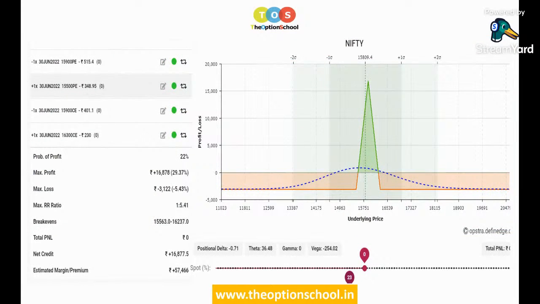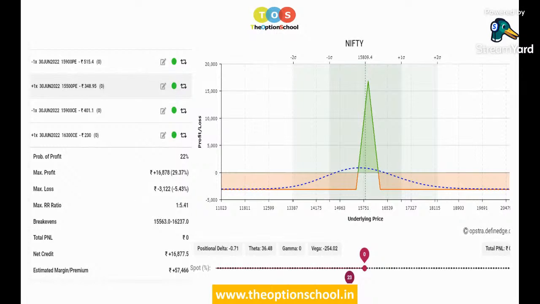So if I show you one example, this example is of the June month and expiry. What I have done is I have created a 15,900 butterfly, which is almost the current level of the market, and I have purchased a protection at 400 points. So what has happened in this trade? If you see, max profit can be 16,878. We are not looking for that kind of profit, but my max loss is 3,000 rupees.